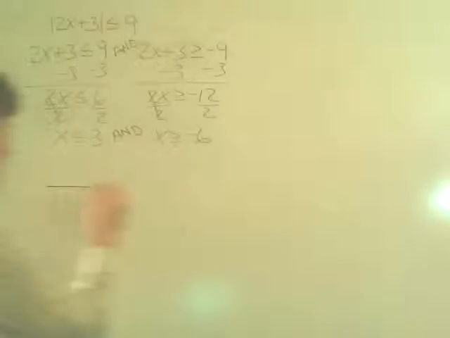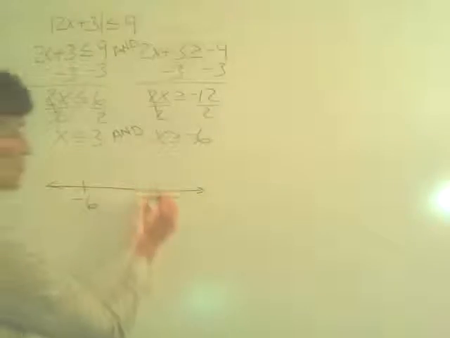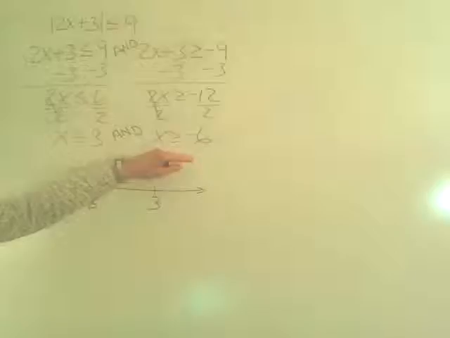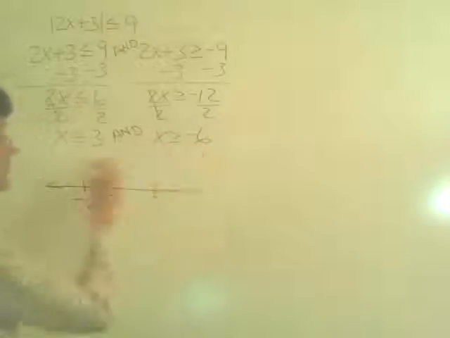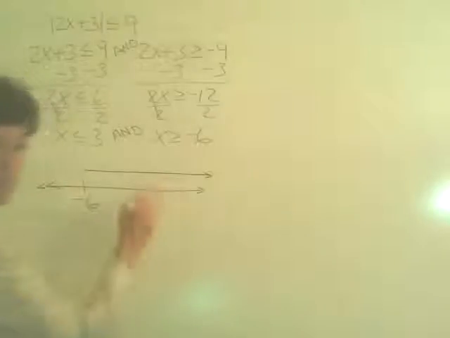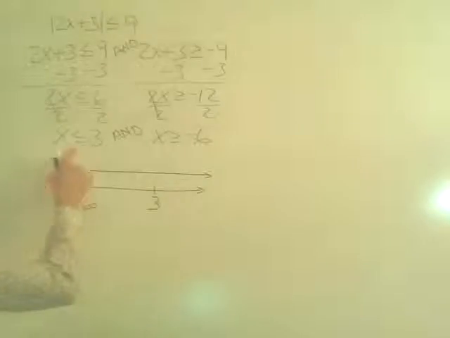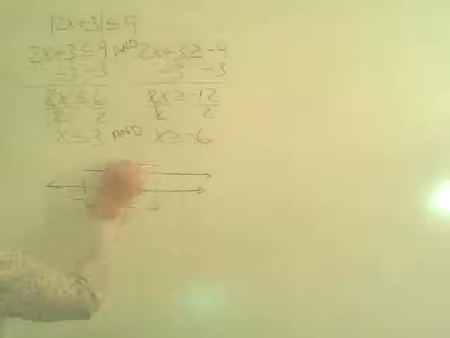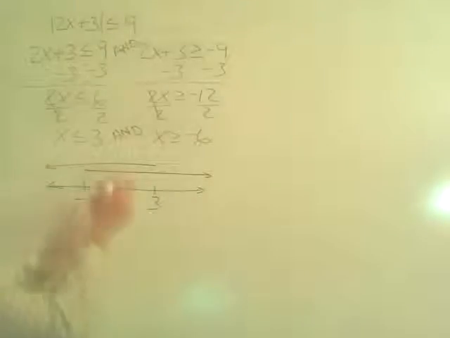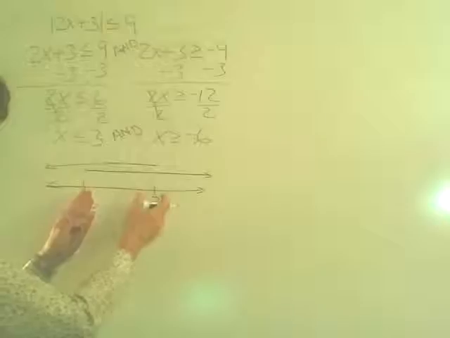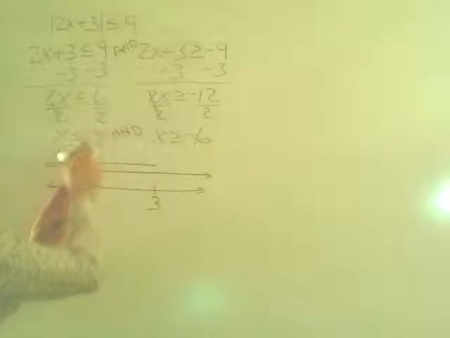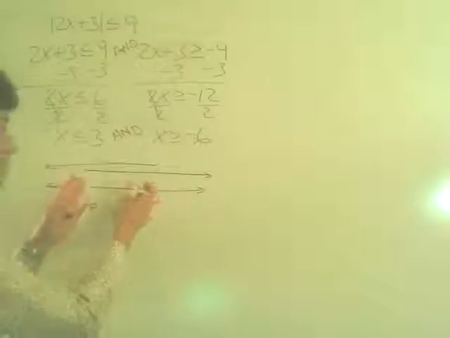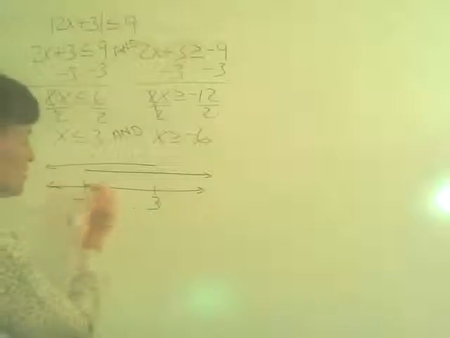Now let's graph that to see what that looks like. So here's my negative 6, here's my 3. All of the numbers that work for this part of my inequality, all of the numbers that are solutions here are in this part of my number line. And all of the numbers that work for this part of my inequality are on this part of my number line. Well, the numbers that work for both, the numbers that satisfy this inequality and this inequality, they satisfy both inequalities, are right here in the middle.